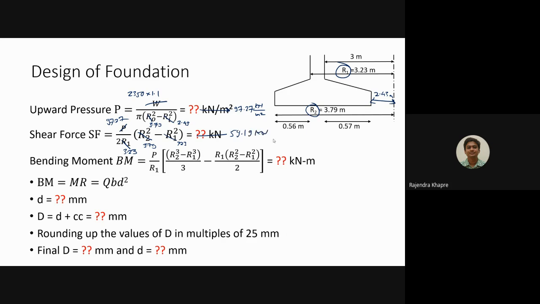Now since this is a footing, we have to calculate the bending moment due to the upward pressure intensity. This is an annular footing, slightly different from our regular footings. For the annular footing, the bending moment has to be calculated using an expression like this, where the p value is 97.27. R1 value you already know, this is 3.23, and R2 values are also known to you. So directly give me the value of bending moment.